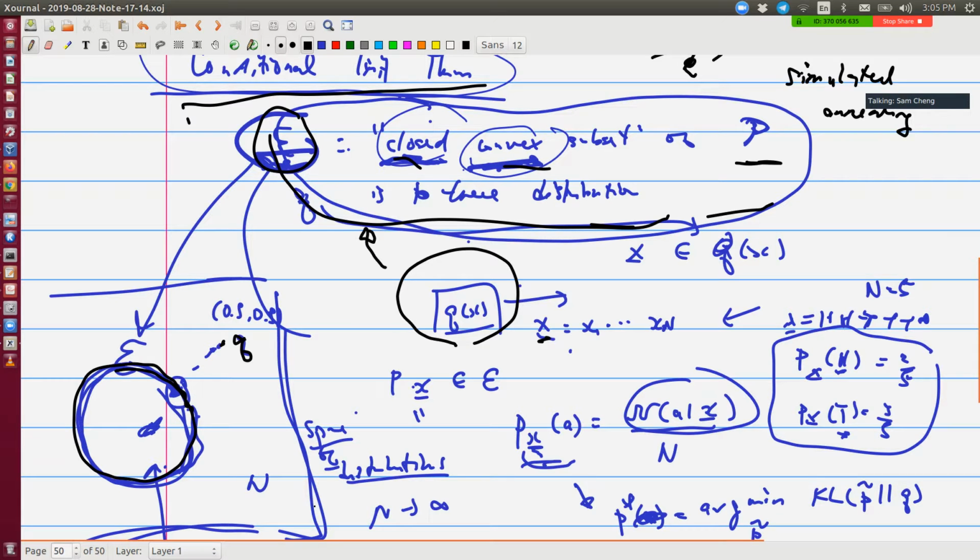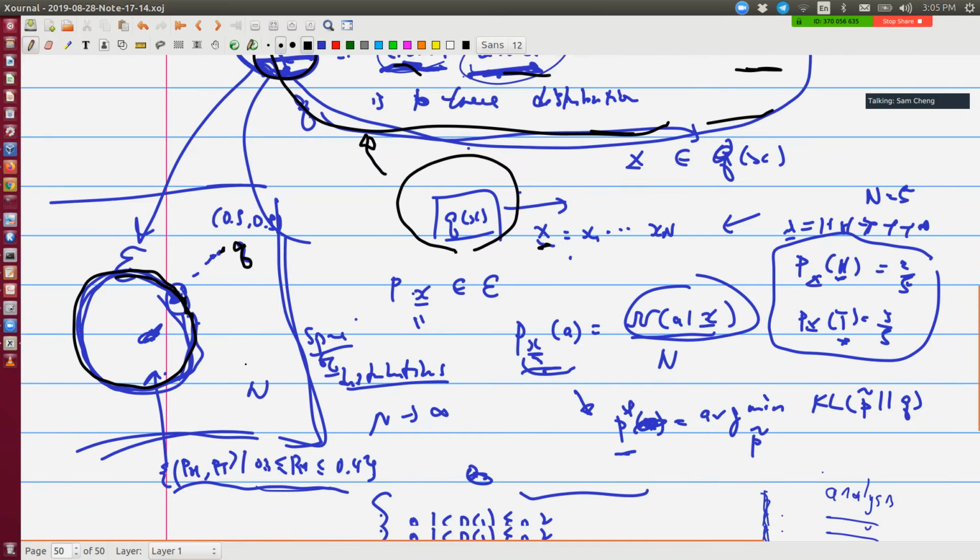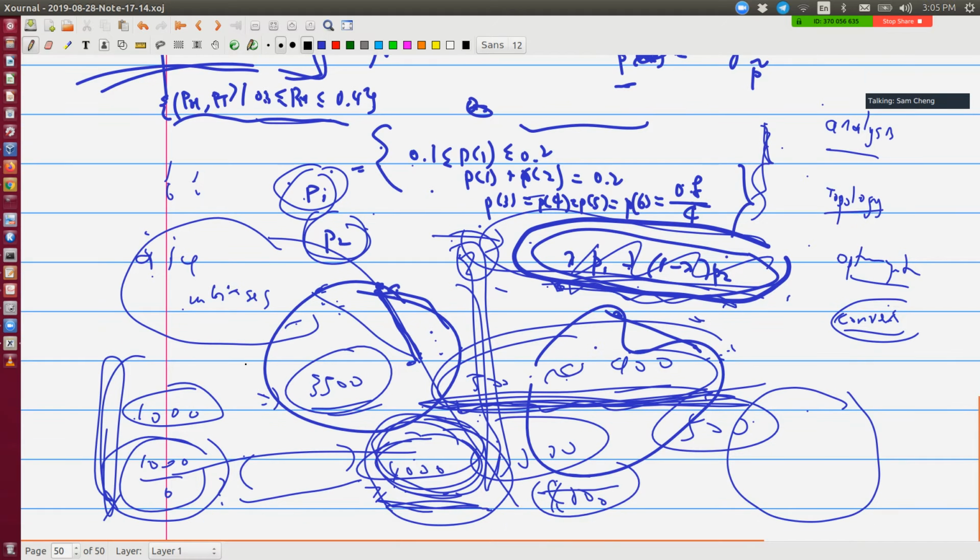Whenever you know that the sequence you pull out falls inside one of all these types here, then by the conditional limit theorem, the actual type of that particular sequence will be the type inside E that's closest to Q in terms of the KL divergence. That's the conditional limit theorem.